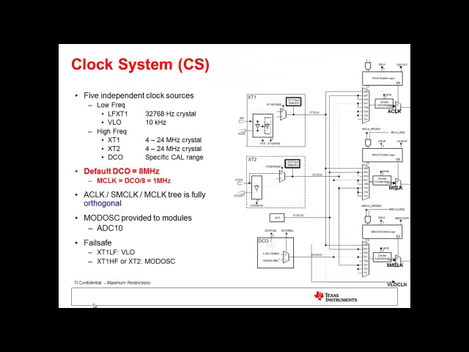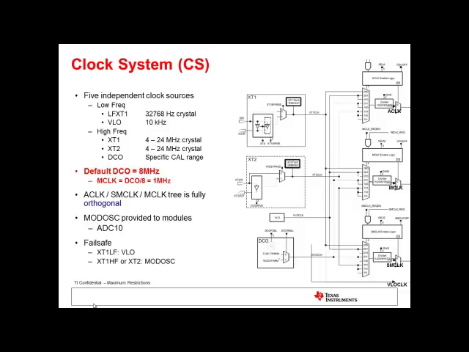Clock system. This slide presents an overview of the FR57xx family clock system. The main advantage of the orthogonal clock system is its ability to branch any clock source to any system clock. There are 5 available clock sources for this family. Low frequency crystal on XT1, typically 32768 Hz for the RTC.